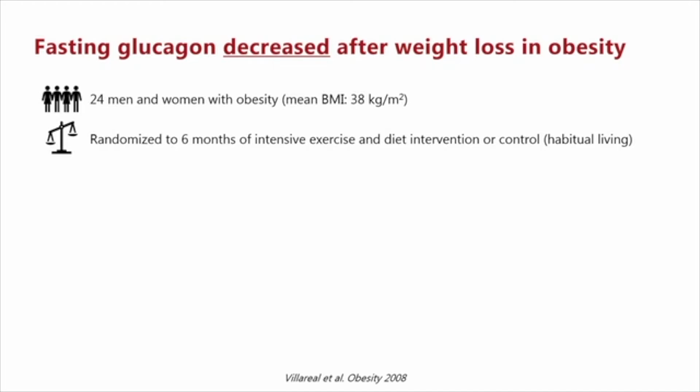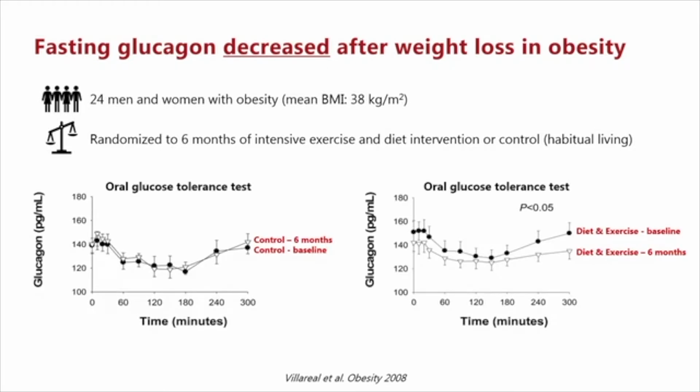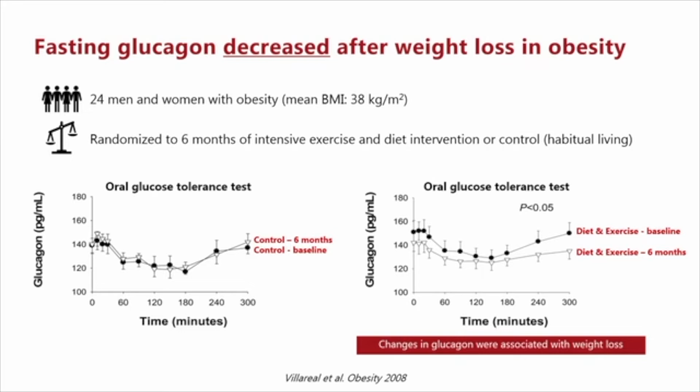This is a weight loss intervention study in 24 men and women with obesity who were randomized to 6 months of intensive exercise and diet intervention or control. And here, during an oral glucose tolerance test, in the control group, there was no difference in glucagon before and after the intervention, but in the intervention group, they found a decrease in the fasting glucagon levels and also during the OGTT. So mainly the glucagon level seems to decrease. And this change in glucagon was statistically associated with the body weight loss.